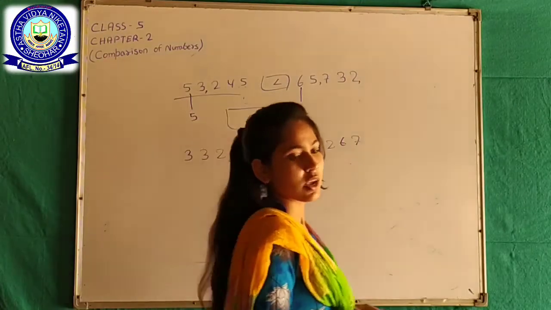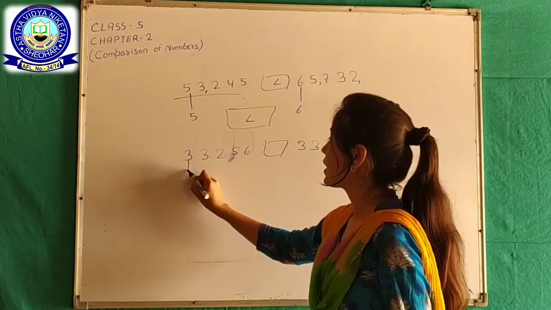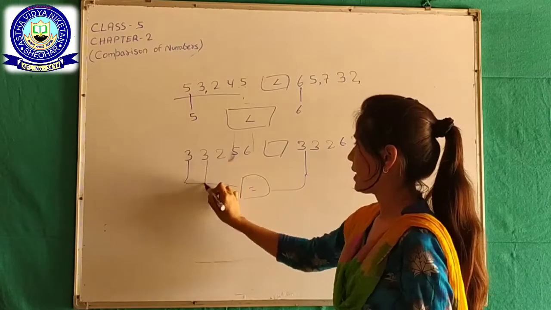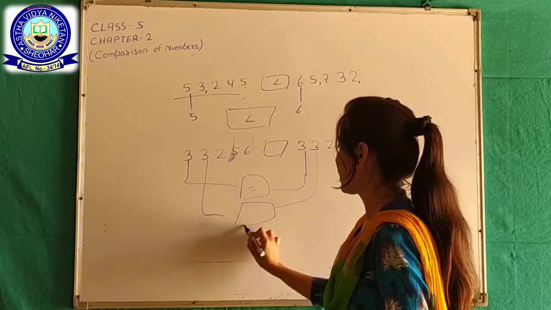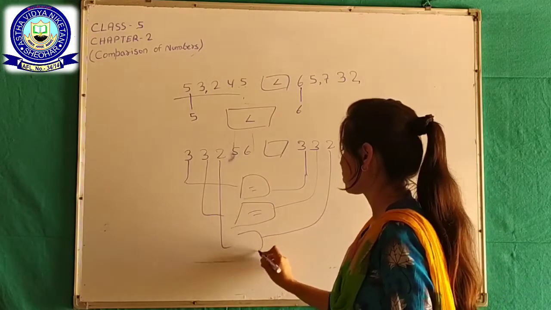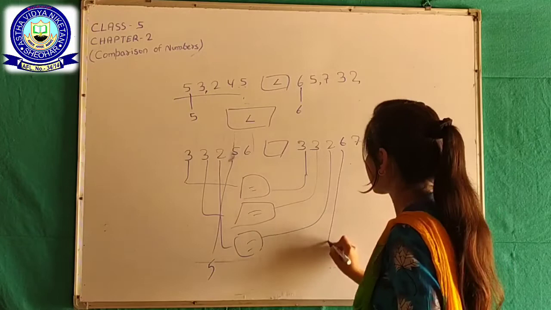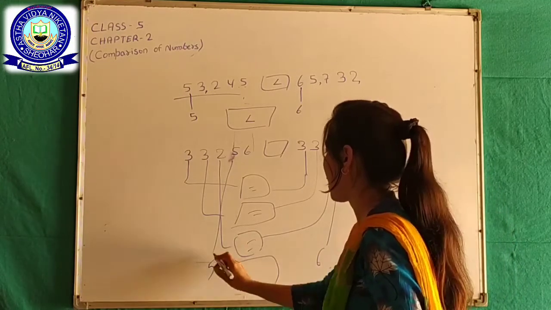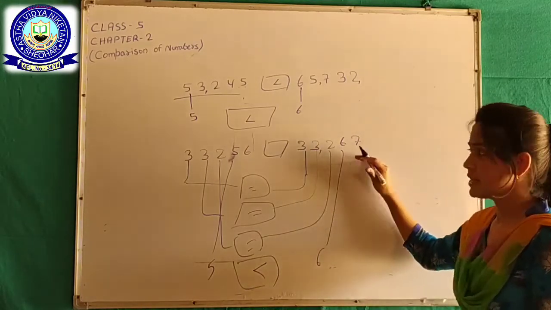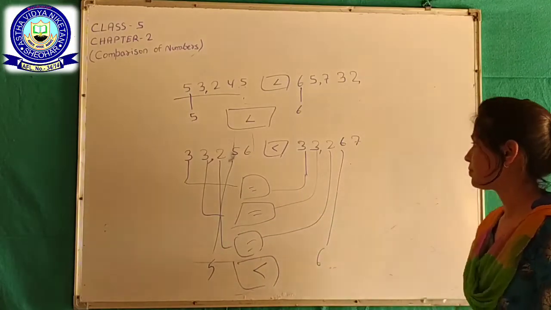Here are two numbers and you have to compare them. Here is 3 and here is 3. Both are equal. Here is 3 and here is also 3. Both are equal. Here is 2 and here is 2. Both are equal. Here is 5 and here is 6. Which one is greater between 5 and 6? 6 is greater than 5. So 33,267 is greater than 33,256. This symbol is used here.